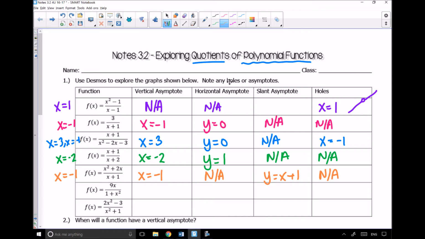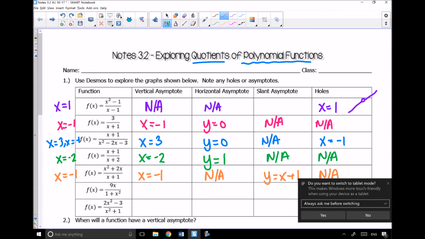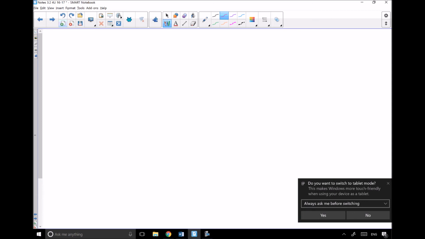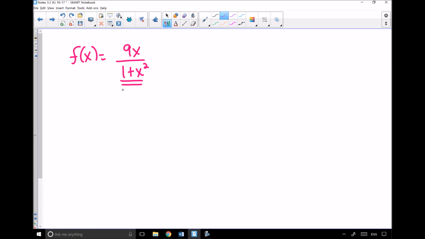In our next example that we have here, we're looking at 9x over 1 plus x squared, and I want to go ahead and figure out what's going to happen here. So the first thing I'm going to do is try to see, well, can I factor it? So 9x over 1 plus x squared. This denominator is a sum of perfect squares, so there's no way that I can factor this. So this is as far out as I can go.